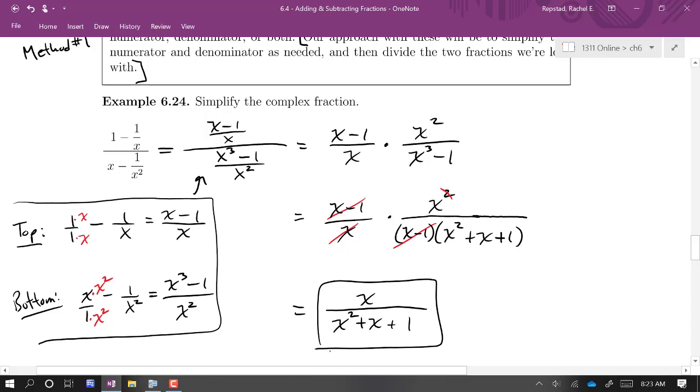So there's one way to approach these complex fractions. There's another method that I'm going to describe on the next page, and we'll see it play out. I want to just emphasize that either of these two methods will always work. It's really just a matter of preference and what approach you like to use.